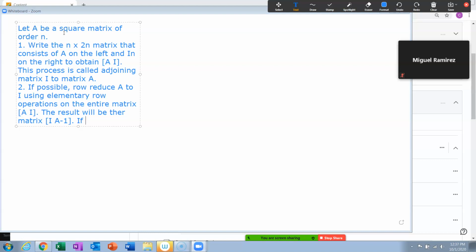If this is not possible, then A is non-invertible, and the other word for that is singular.